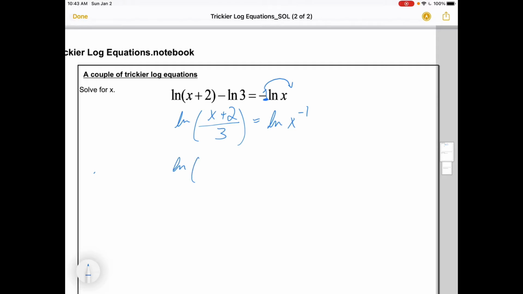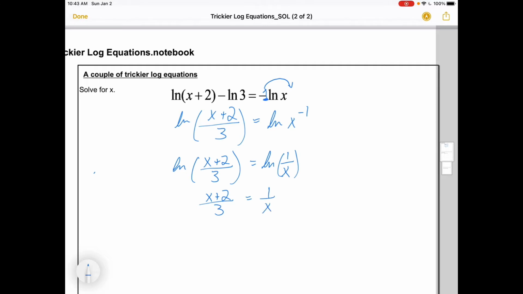Okay, so that means ln of (x plus 2) over 3 equals ln of x to the -1, which is just 1 over x. This is the stage where we can drop our logs because we have a single log on each side. If the ln of (x plus 2) over 3 is equal to the ln of 1 over x, then (x plus 2) over 3 must equal 1 over x. So I'm going to drop my logs. I'll make sure that I check solutions in the end.